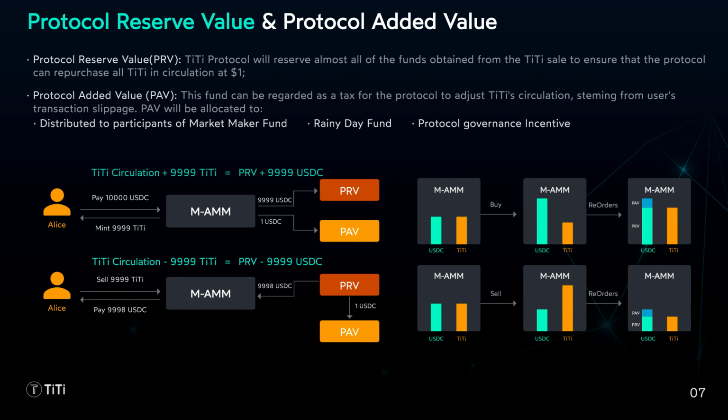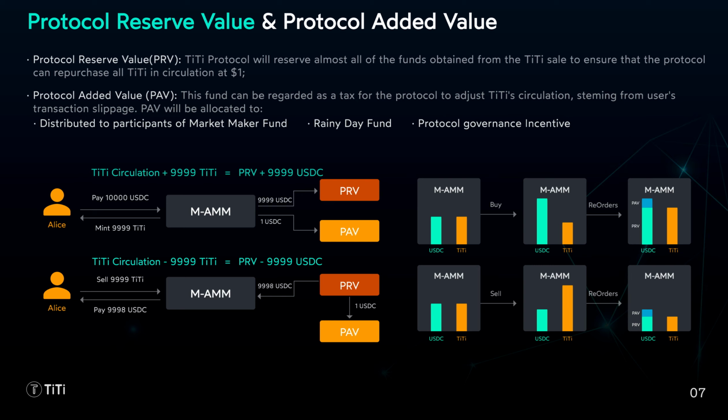To help you better understand the reorders of M-AMM, we extracted 2 concepts, the PRV and PAV, that is, protocol reserve value and protocol added value. PRV is 100% used to buy back TT minted as a nature of reserve. The original value of TT is used to ensure that there will always be sufficient funds to buy back TT from the market for $1 during the contraction phase of the protocol.